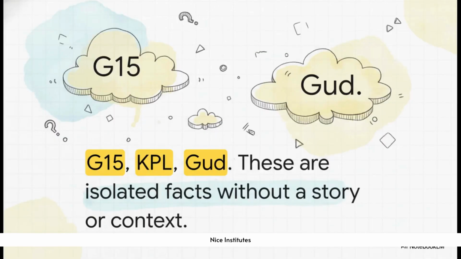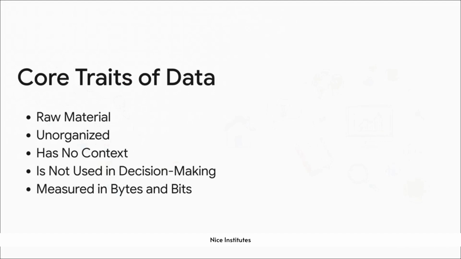I mean, look at this: G15, KPL, GUD. Does that mean anything to you? Probably not, right? Because it's just pure data. They're just isolated little facts floating around with no story to connect them. So that's the main takeaway here. Data is just the starting point. It's raw, it's unstructured, it has zero context. You never use this to make a big decision, right? It's basically the digital version of an unassembled IKEA bookshelf. All the pieces are there, but good luck building anything with it just yet.